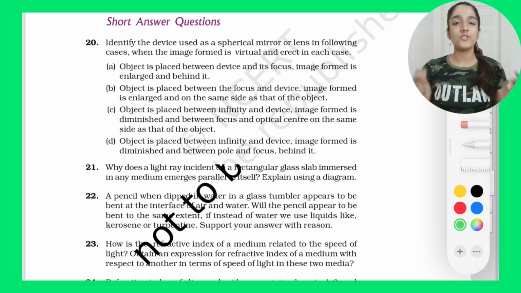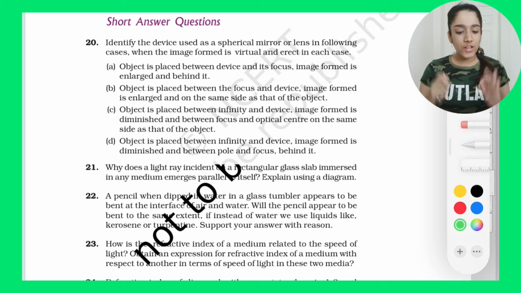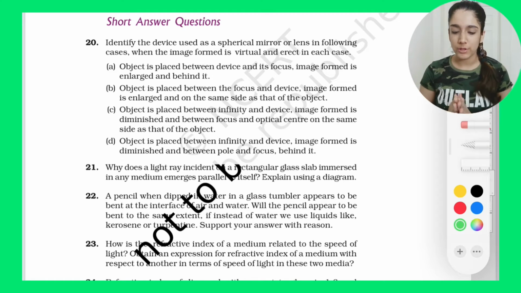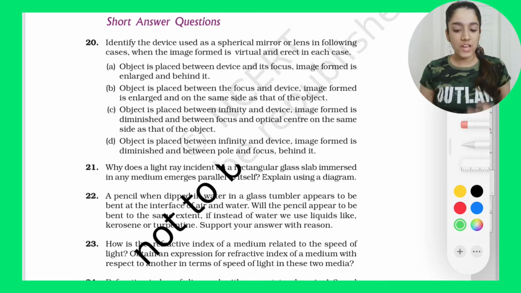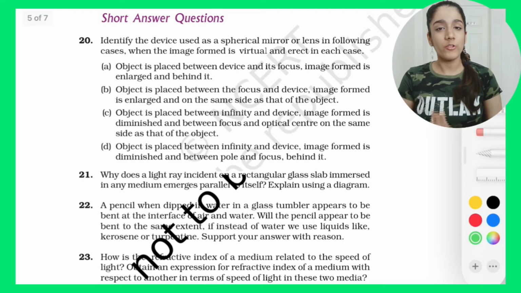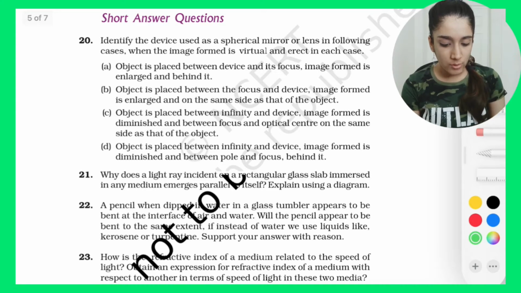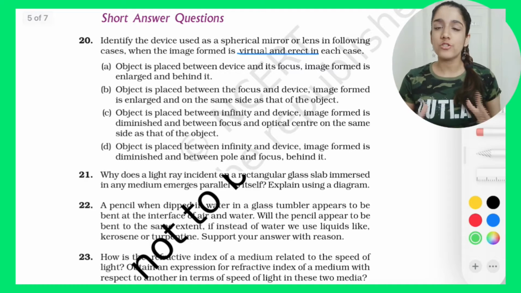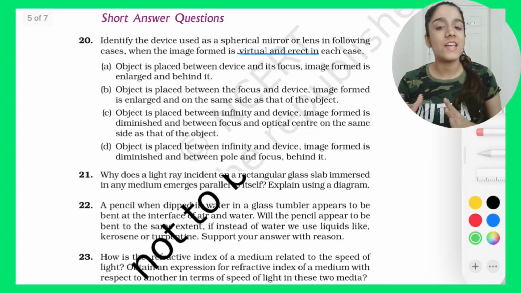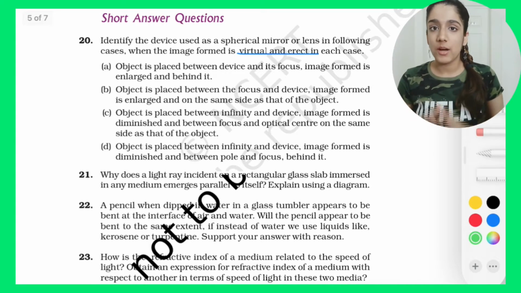So, the first short answer question, which is question number 20 according to our NCERT Exemplar book, says: identify the device used as a spherical mirror or lens in the following cases when the image formed is virtual and erect in each case. So they've already given us this information that the image formed will always be virtual and erect in all of the cases. So we just have to identify which type of spherical mirror or lens they have used to obtain that image. Okay, so let's come to option A.